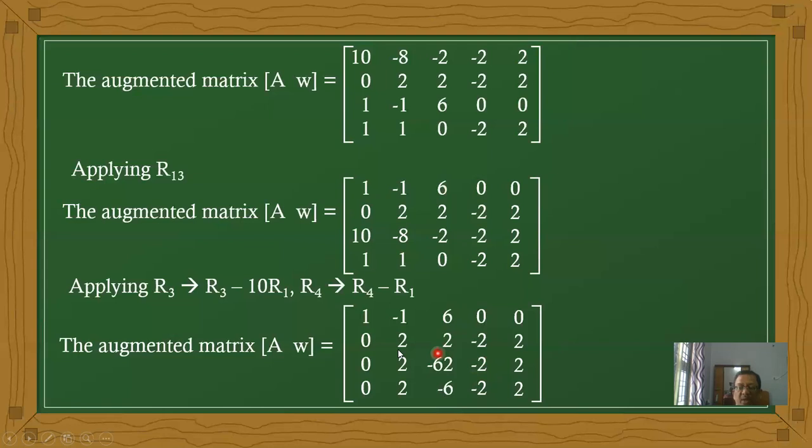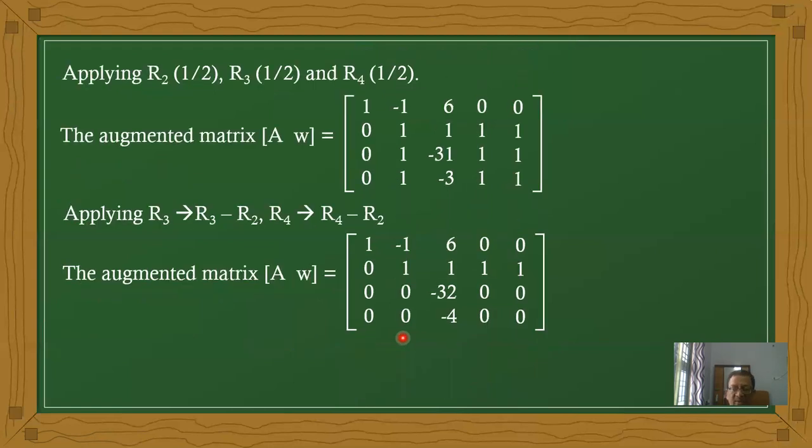Now the second row, second column element should be 1, therefore the entire second row is multiplied by 1 by 2, and similarly the entire second and fourth rows are multiplied by 1 by 2 now. Okay, now the values in the second row become 0 1 1 1 1, and next 0 1 minus 3 1 1, and the last row 0 1 minus 3 1 1. Okay, now these are the conditions.